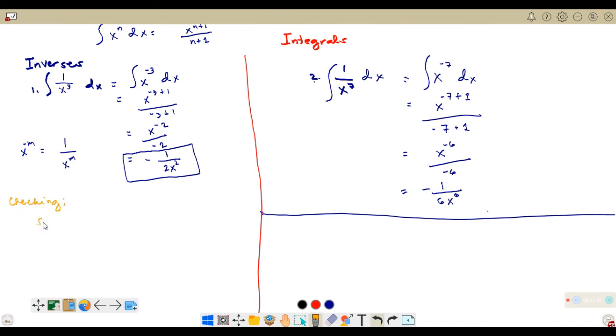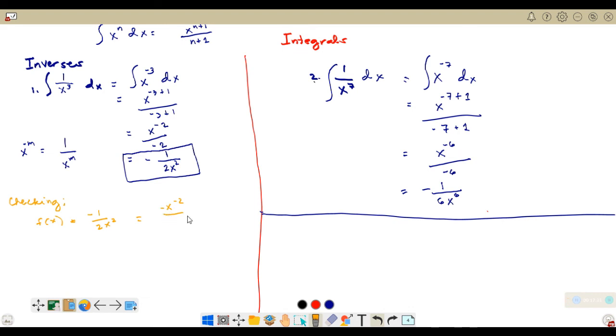So, ang bago nating f of x will be negative 1 over 2x squared. Sulat natin siya in the form x raised to the power of n so we can use the shortcut for finding the derivative. We have x raised to negative 2.